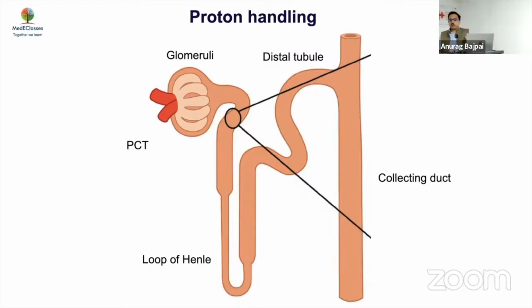So if we want to assess whether your bicarbonate excretion is increased, we look at fractional excretion of bicarbonate. If it is less than 5%, it is suggestive of a distal RTA. If it's more than 10%, it is suggestive of a proximal RTA.